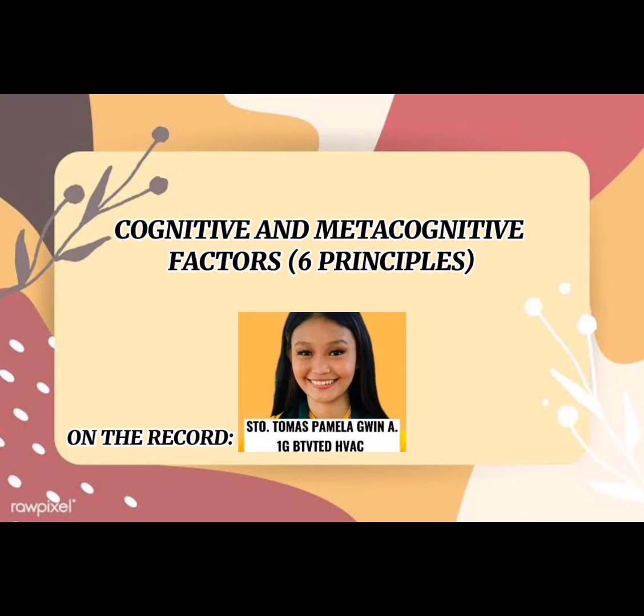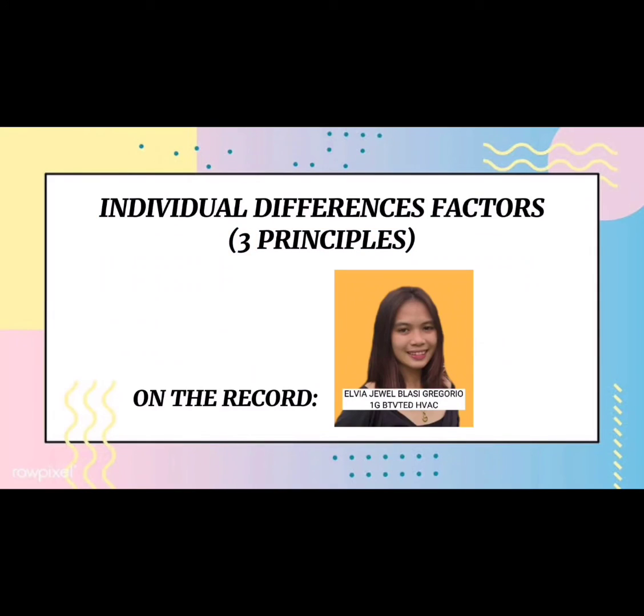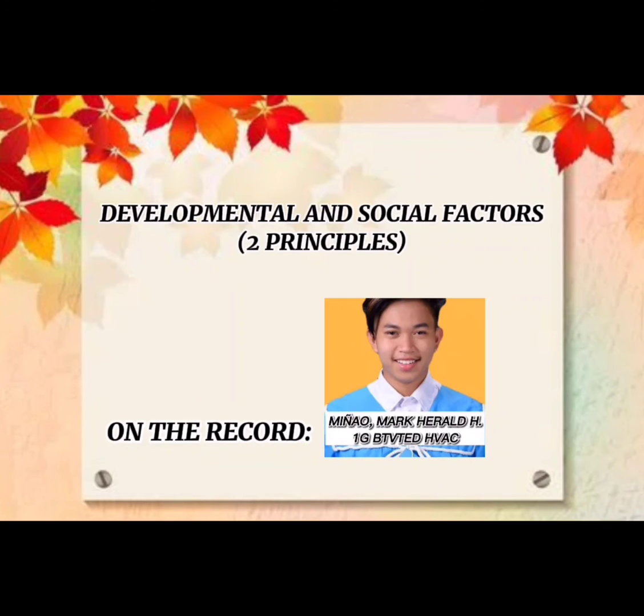So the first category is the cognitive and metacognitive factors. It has 6 principles. Second is motivational and affective factors. There are 3 principles under it. Next is the individual differences factors. It also has 3 principles. Lastly, the developmental and social factors has 2 principles.